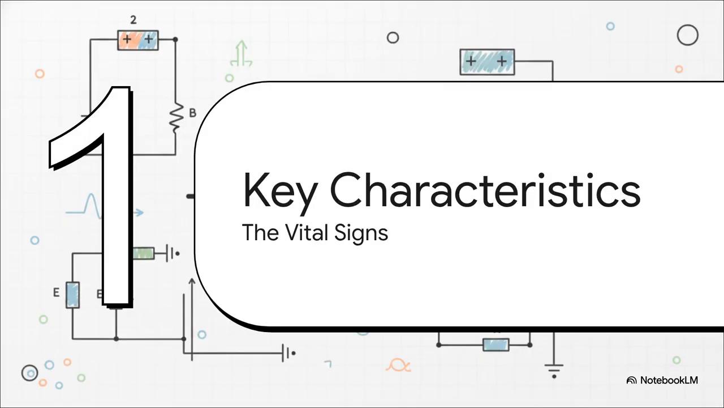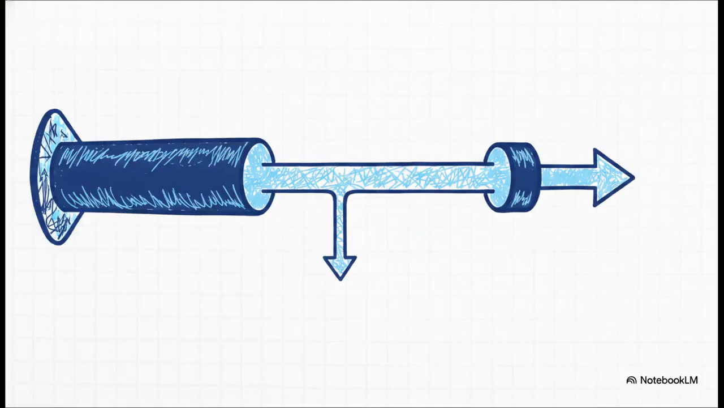Section 3. Key characteristics and parameters. The vital signs. All right, let's translate that physical flow into some math, starting with the fundamental BJT current equation. Based on what we just talked about, the emitter current, that's capital I subscript E, is our total current. So naturally, it's exactly equal to the sum of the collector current plus the base current. And always keep that physical picture in your head. The base current is just an incredibly small fraction that splits off from that massive emitter flow.